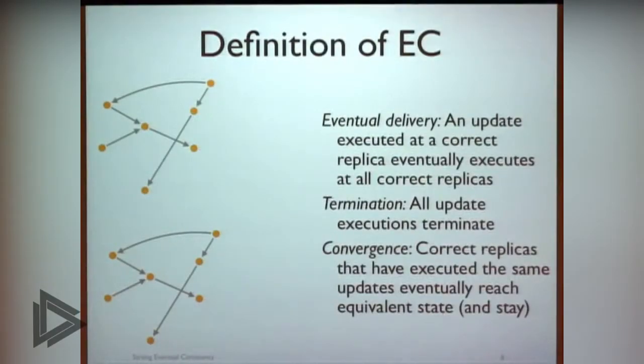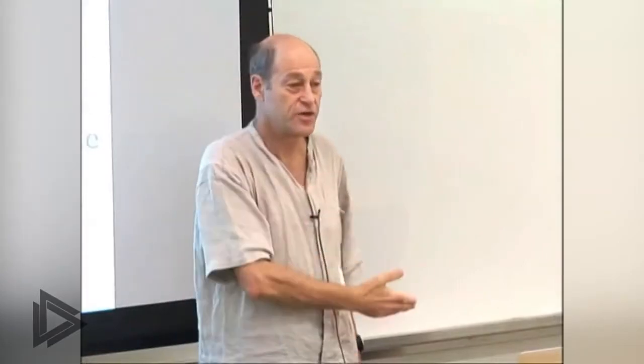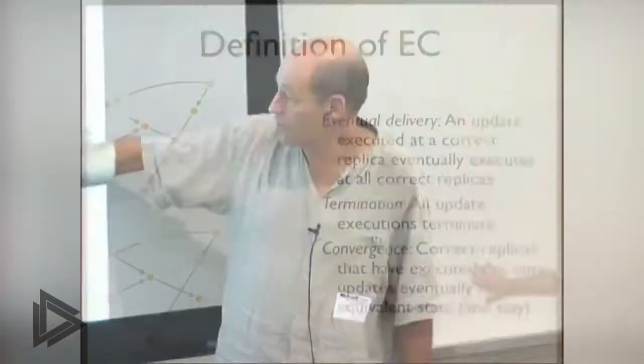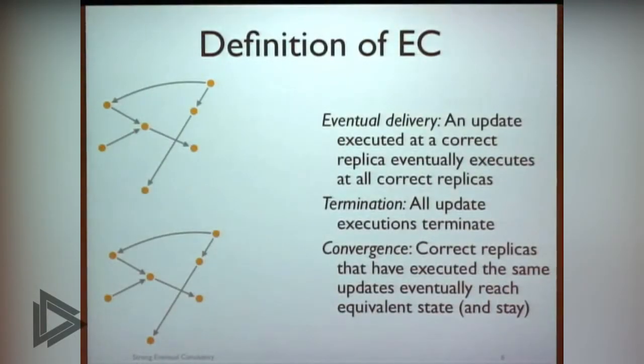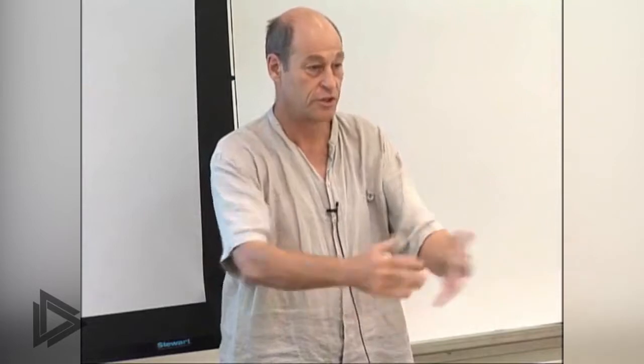Now if I look at the formal definition, eventual consistency is defined by these three definitions. Eventual delivery says that any operation that is executed at some replica will eventually be executed at all replicas. Termination says that all updates will eventually terminate. And convergence says that eventually all the replicas that have received all the updates will eventually reach the same state. So if your system stops sending updates, everybody will eventually receive the updates so far and eventually will converge to the same value.